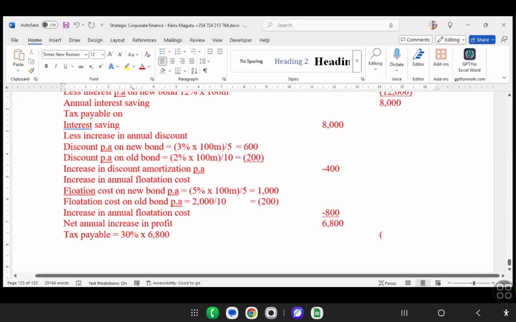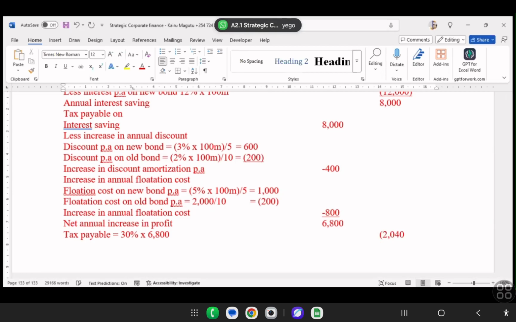2040. Someone is saying 2040. And how much is the net annual cash flow? Net annual cash flow minus from 8,800. How much is the difference? Minus from 8,800. Someone to give me that.